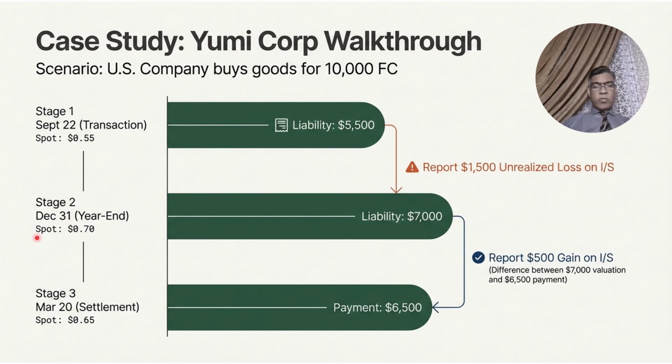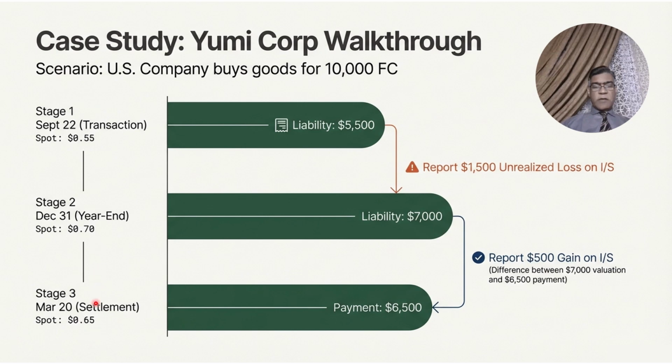At stage 2, the reporting date on December 30 year end, the rate is 0.7. You see it has increased. So how much has it increased? 0.15. 0.15 times 10,000, how much? 1,500. So now you need to pay 10,000 times this. So the difference is an unrealized loss because the liability increased. Unrealized loss, where to report? On the income statement.